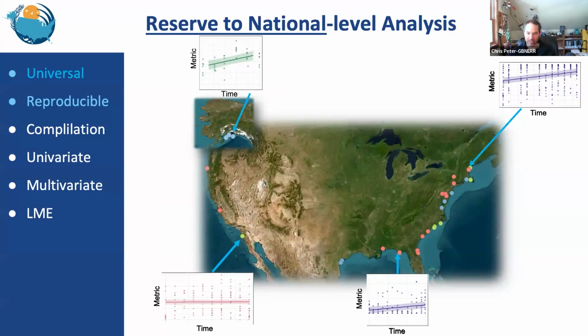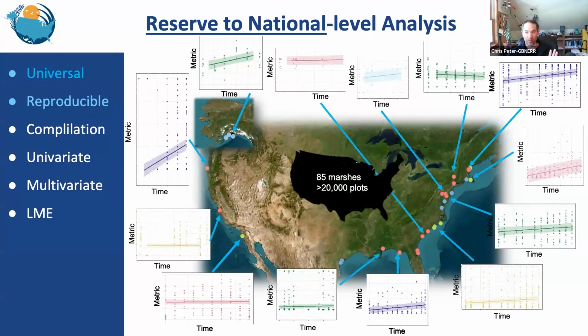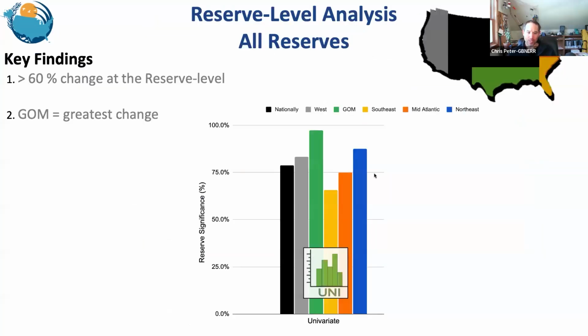Lastly, before I hand it over to Grant and Alice, I did want to show that I've shown 4 marshes across the country, but there's over 80 marshes that we looked at at the reserve level, site level. And how does this compare? Well, I compiled all the tests into one, almost like a meta-analysis. And so this is the compilation of all the tests.